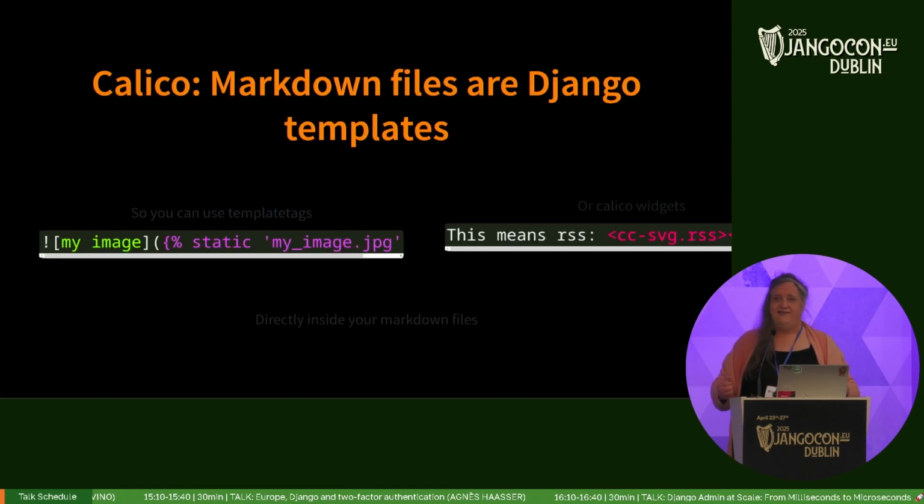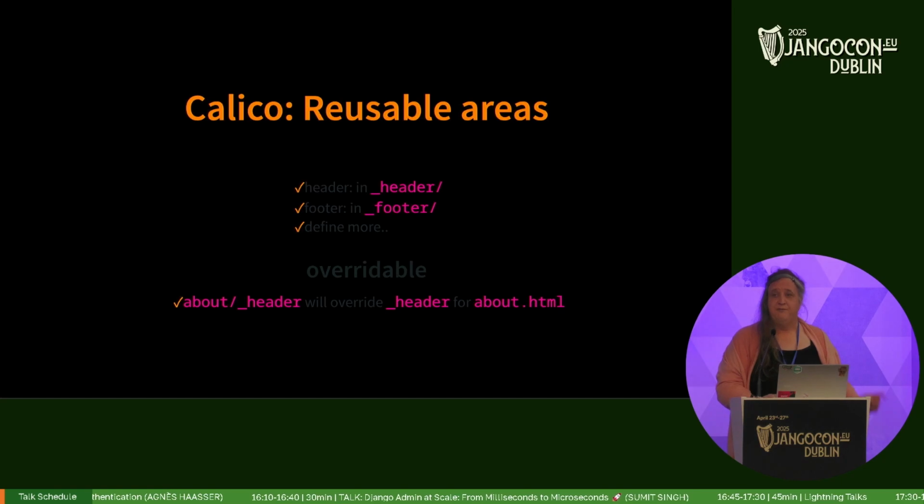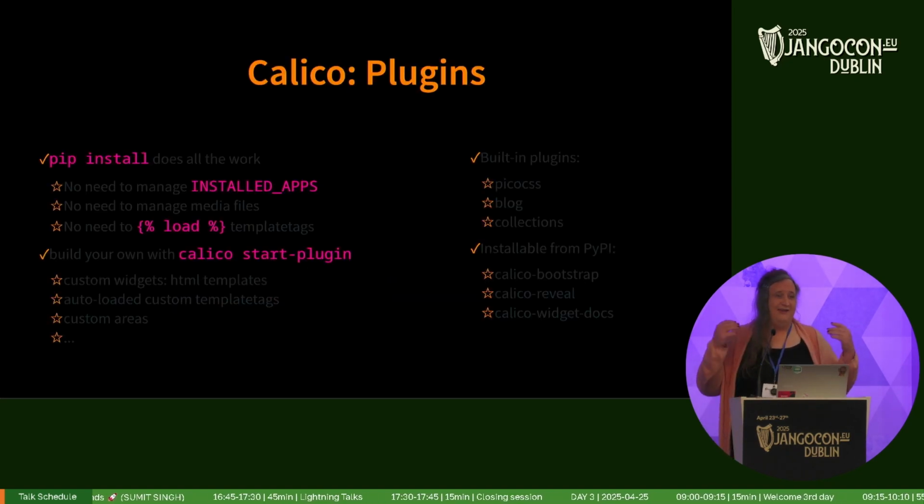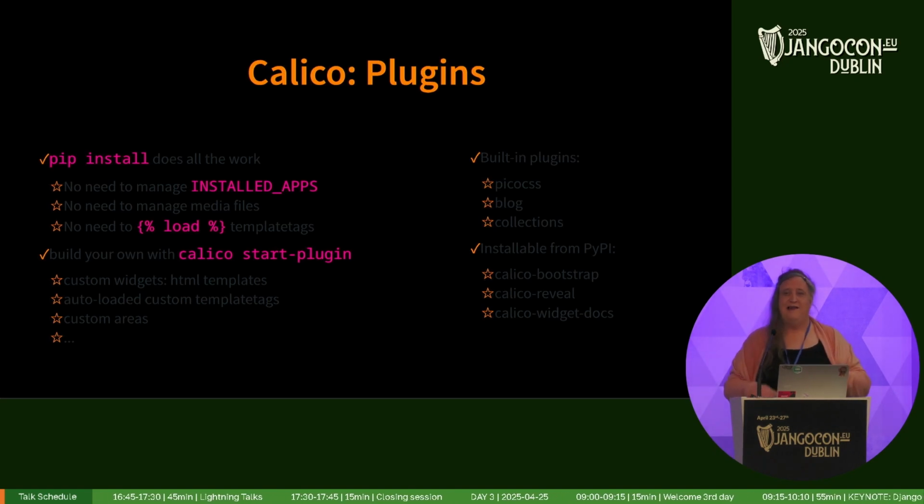Those Markdown files are Django templates, so you can use template tags inside of them, and all template tags are preloaded for you. There are areas in the website, like the header and the footer, that can be reused on many websites. And it all works with plugins, so when you want to add extra features, you just need to pip install them, nothing else.